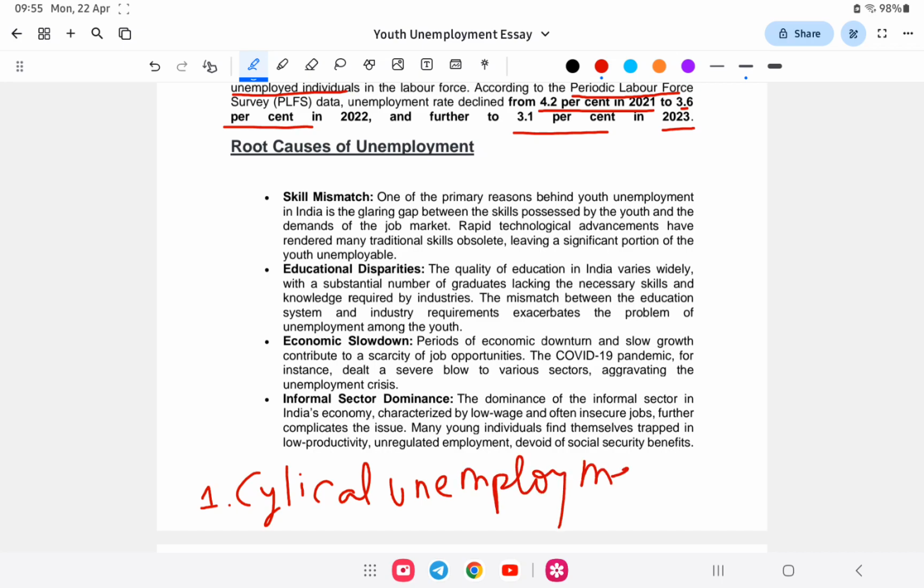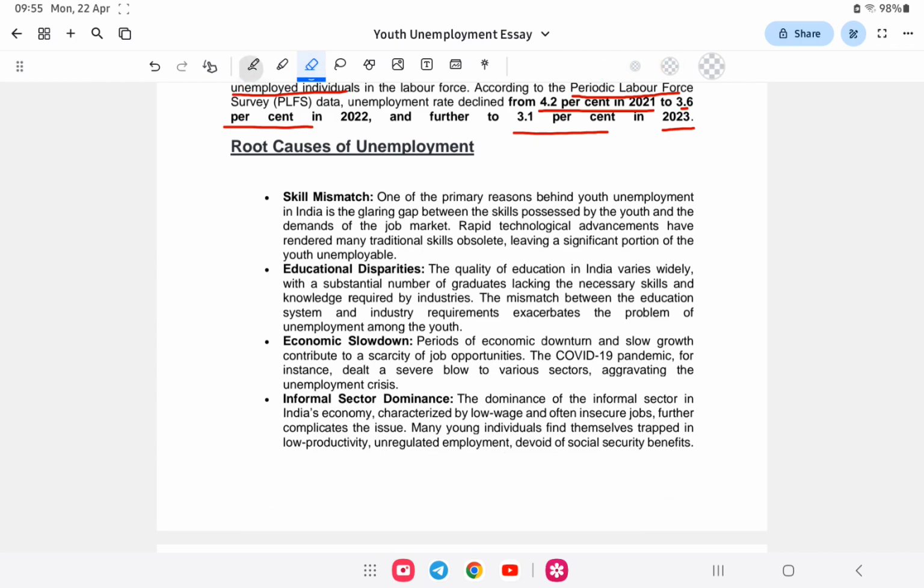So the first is cyclical unemployment. Next, number 2, is seasonal unemployment.